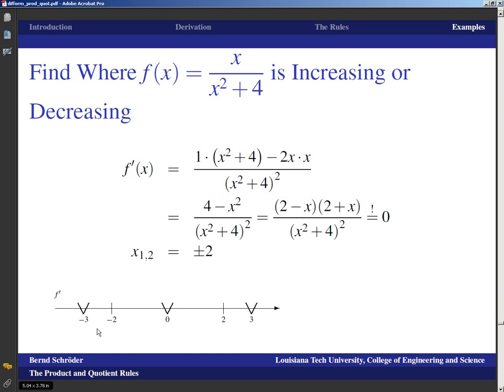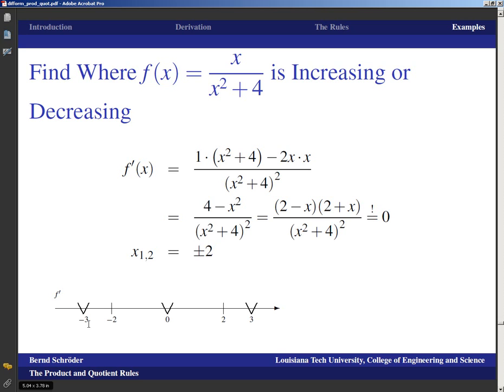The derivative at negative 3. What can we do here? The denominator here is always positive, so we don't have to worry about it. We really only have to worry about the sign of 4 minus x squared.